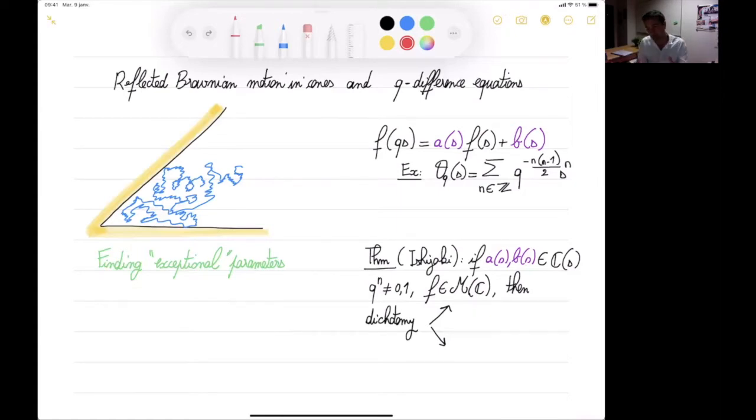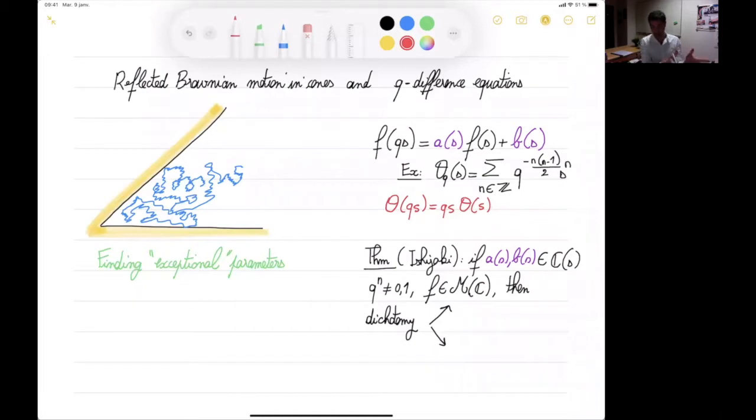Just to give one example, I have put this theta function, which is defined in terms of Q and S. So let's say there are two variables. And if you compute, it's easy to prove that they do satisfy a Q difference equation of the form theta of Qs is equal to Q times S times theta of S. Okay, so this was just to give one possible example of such a Q difference equation. But of course, we have much more functions which do satisfy similar equations. For example, some Q hypergeometric series and so on.